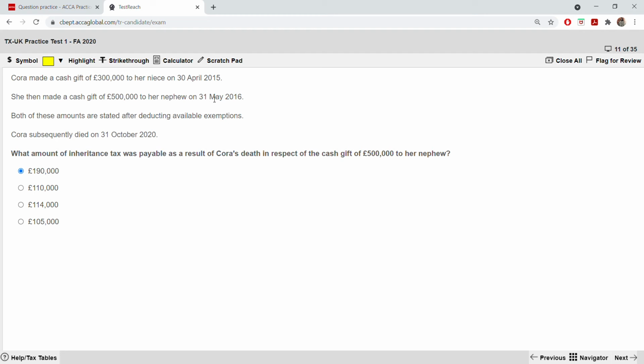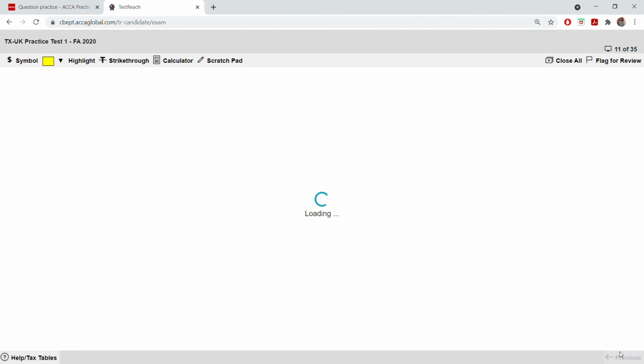So first, in that year they'll be utilizing what? 325,000, that is the nil rate band. 300,000 has been utilized from that nil rate band. How much is remaining? 25,000. So out of this 500,000 you can deduct 25,000, which will be 190,000. On that 190,000, now you apply 40%. When you apply 40% to 190, it is 114,000. Okay, next.